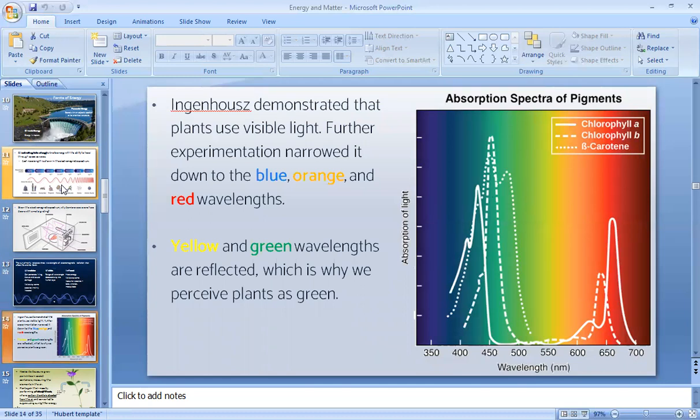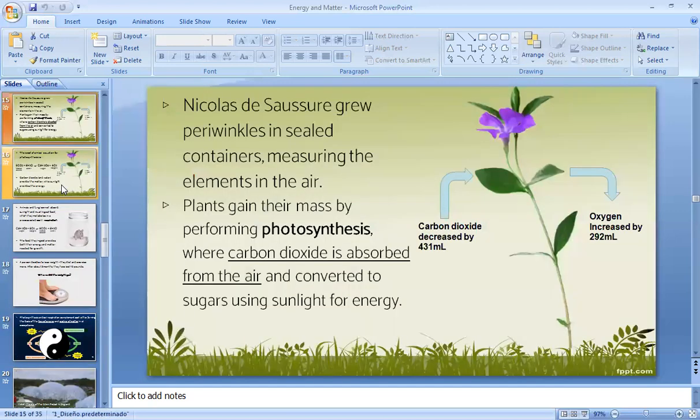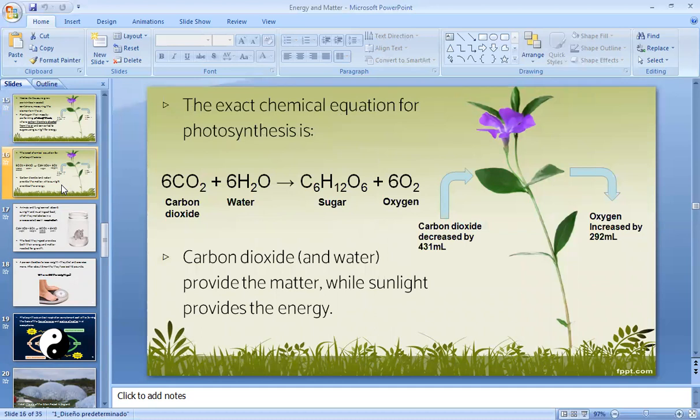Ingenhousz demonstrated that plants use visible light. Further experimentation narrowed it down to the blue, orange, and red wavelengths. Yellow and green wavelengths are reflected, which is why we perceive plants as green. The overall chemical equation for photosynthesis: carbon dioxide and water produce sugar and oxygen.